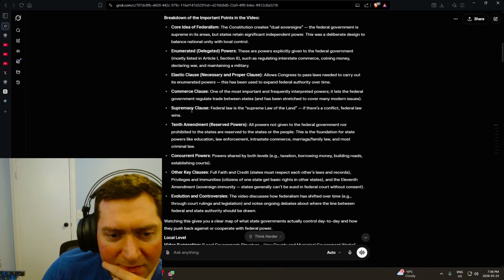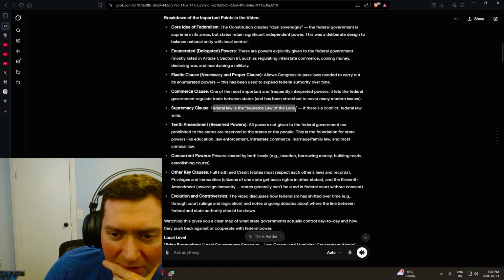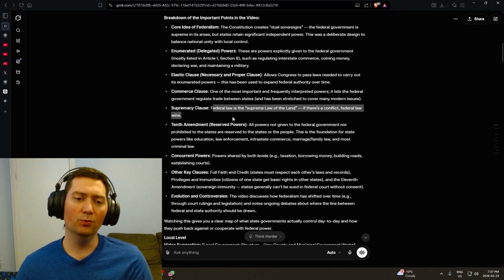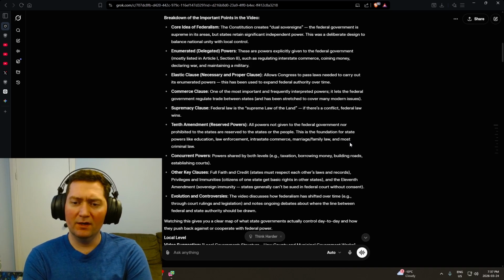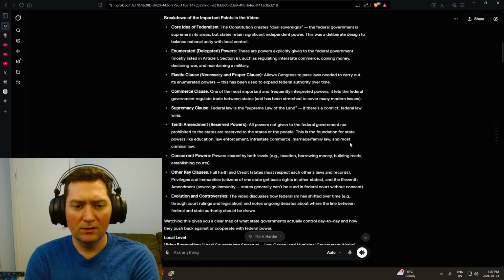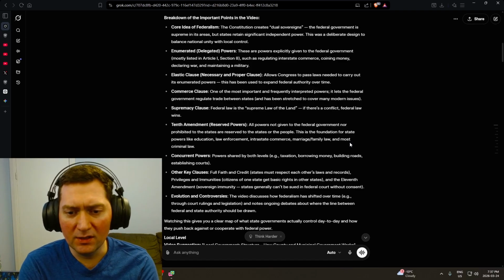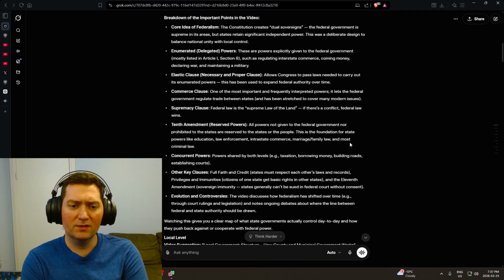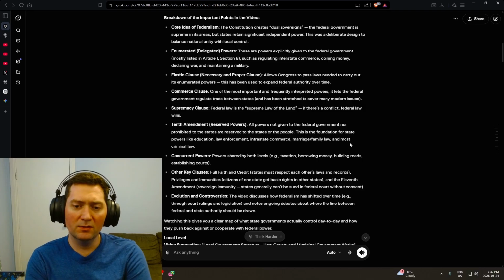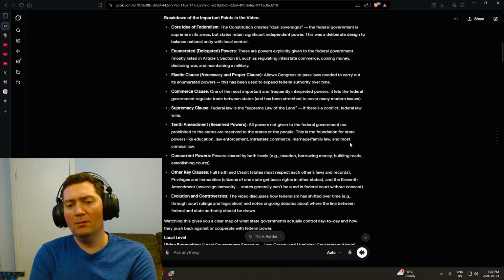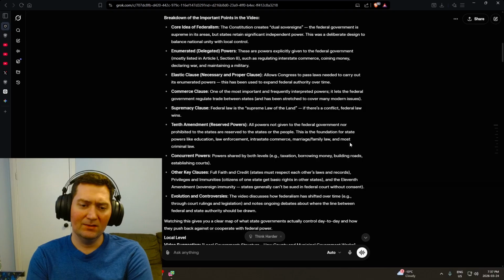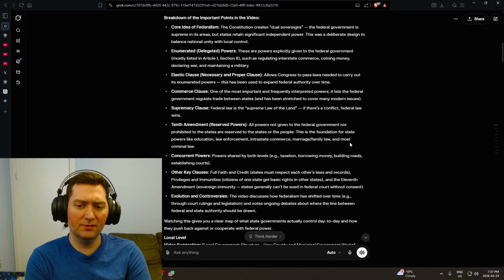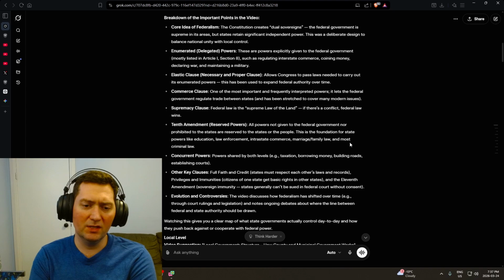Supremacy clause. Federal law is the supreme law of the land. If there's a conflict, federal law wins. 10th Amendment: all powers not given to the federal government nor prohibited to the states are reserved to the states or the people. This is the foundation for states' powers like education, law enforcement, intrastate commerce, marriage and family law, and most criminal law. Concurrent powers, powers shared by both levels: taxation, borrowing money, building roads, establishing courts.